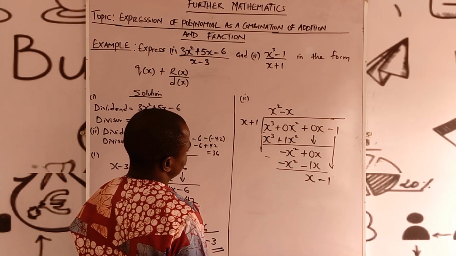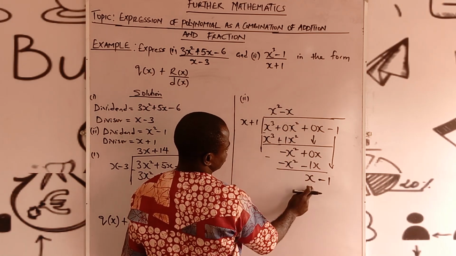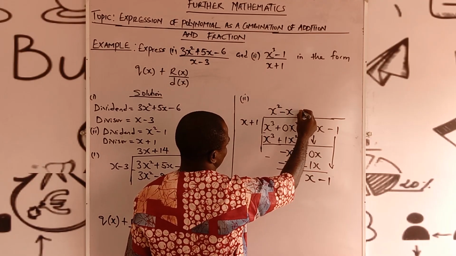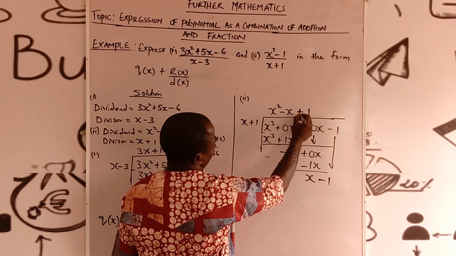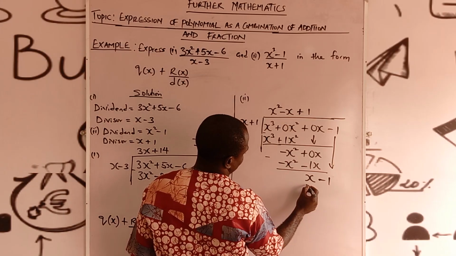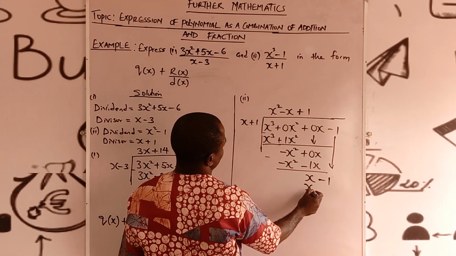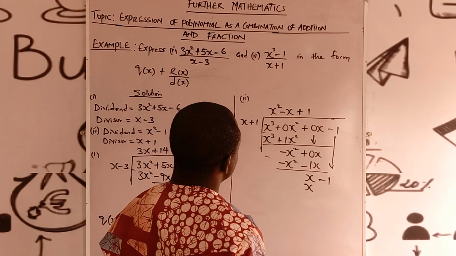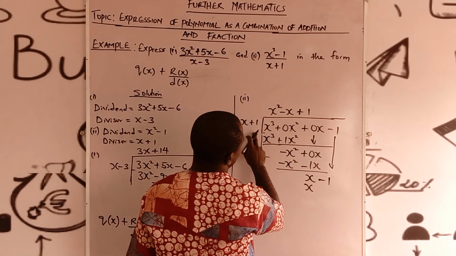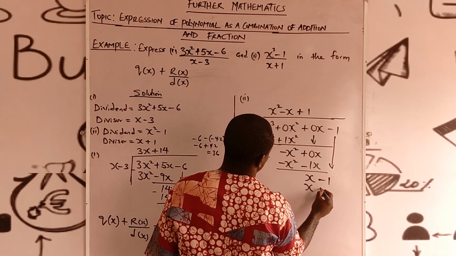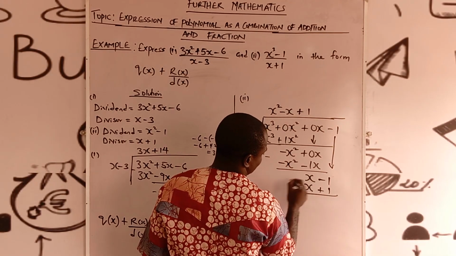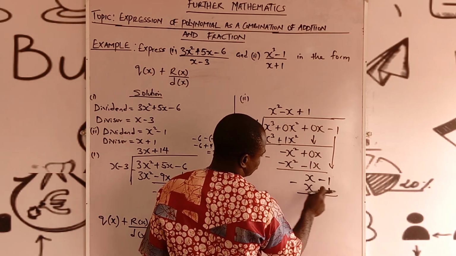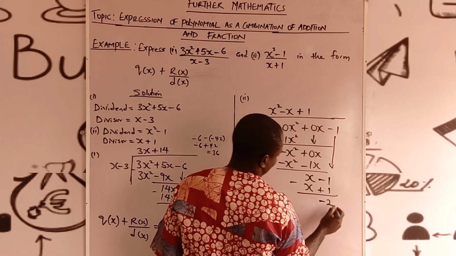What next? What can we put here that when you multiply with it gives us x, which is plus 1? X times 1, that's x. 1 times 1, that is plus 1. We subtract: x minus x is 0, minus 1 minus plus 1 gives us minus 2.